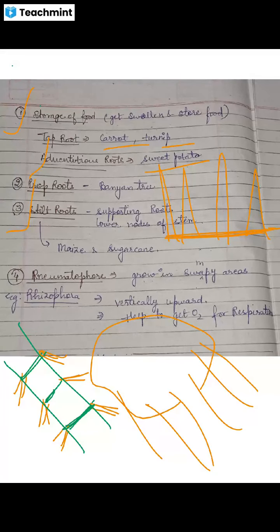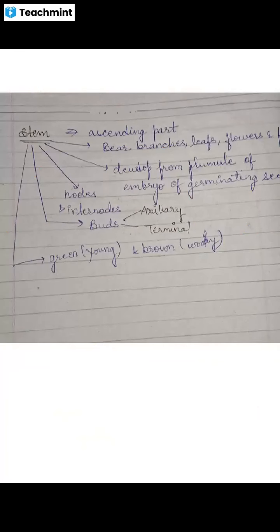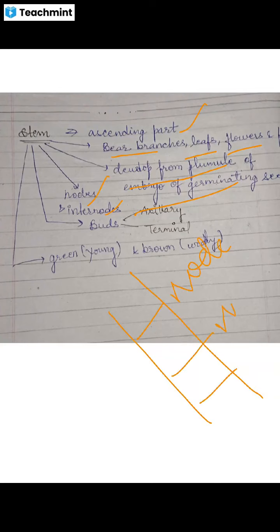Okay. Then we have the stem. The stem is the ascending part. It bears the branches, leaves, flowers and fruits. It develops from the plumule of the embryo of a germinating seed. It consists of nodes and internodes. If this is the stem, then these are the nodes. This is called a node, this is called a node, and this distance in between is called the internode.